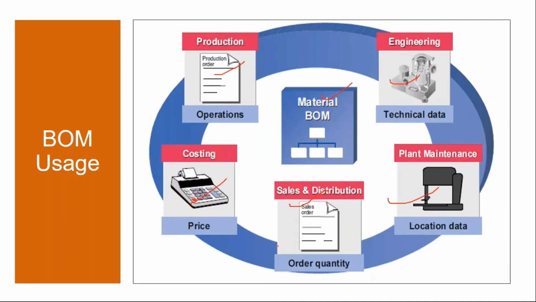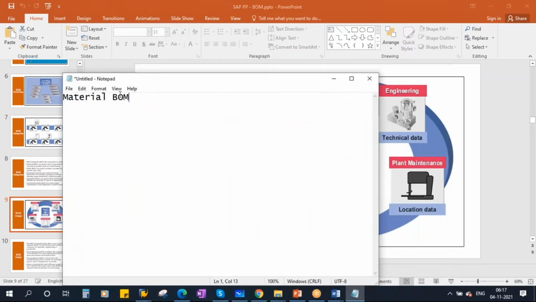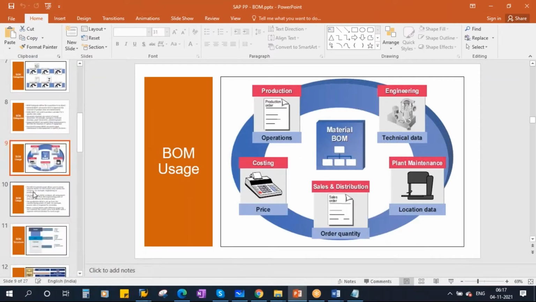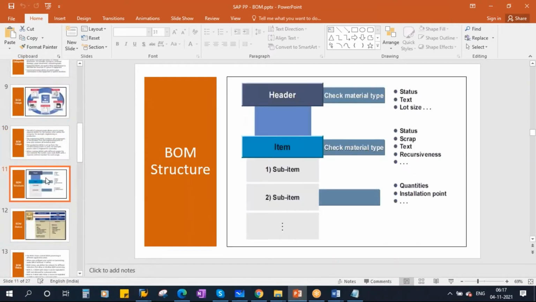That is the usage. But in our PP, we will be using material BOM with usage production, just to keep it simple. Okay, so here it is. Material BOM and our usage will be production. I will show you this in the system. Okay, so that is the BOM usage. Now we will see the BOM structure.